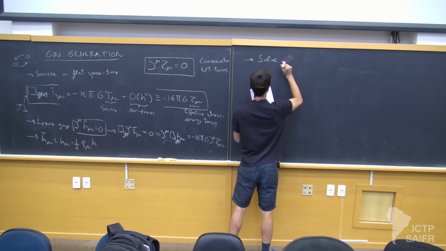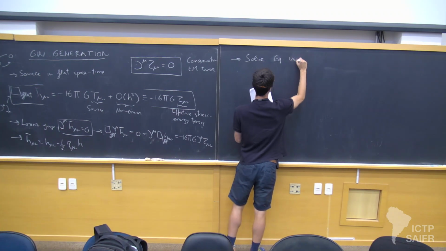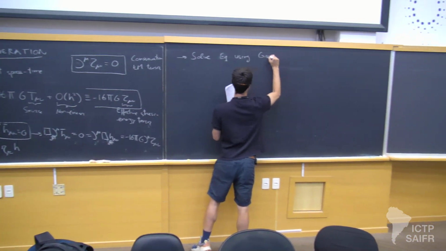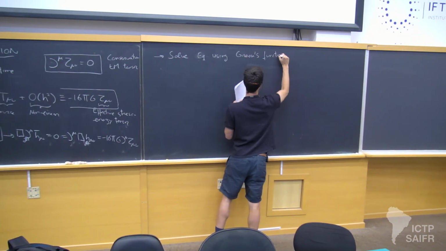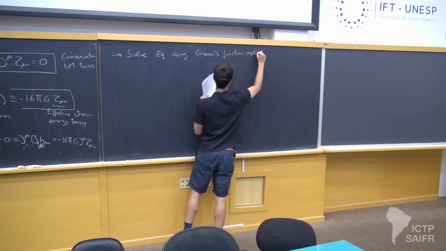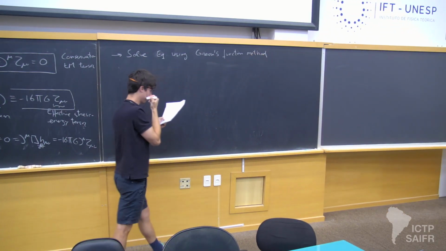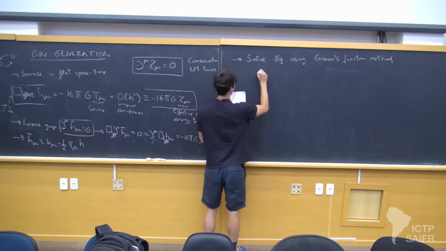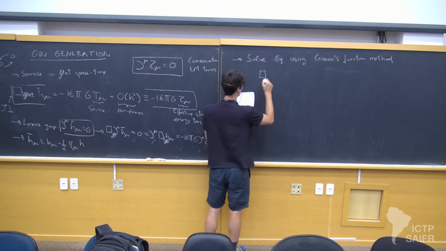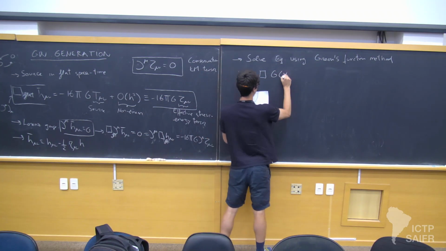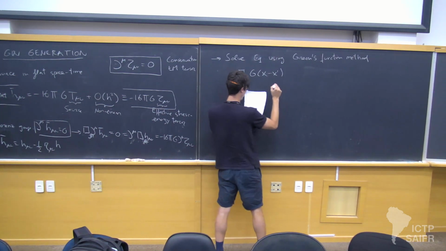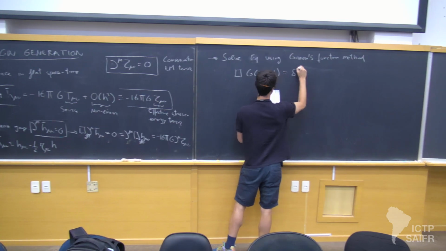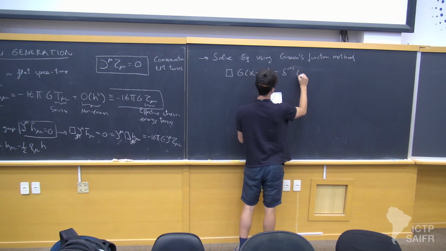Solve the equation using the Green's function method. The Green's function method tells us how to solve an equation in which you have a function of this type. You have the box operator, which is sourced by a delta function.